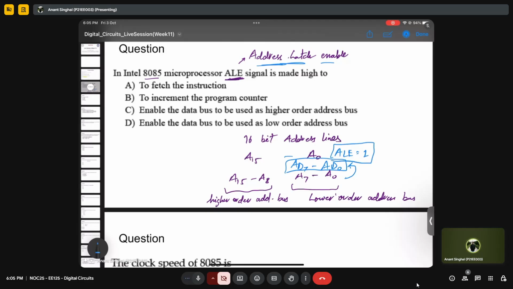While doing the coding, the correct answer to this problem will be: in 8085, the ALE signal is made high to enable the data bus to be used as a lower order address bus. So option D is the correct answer.